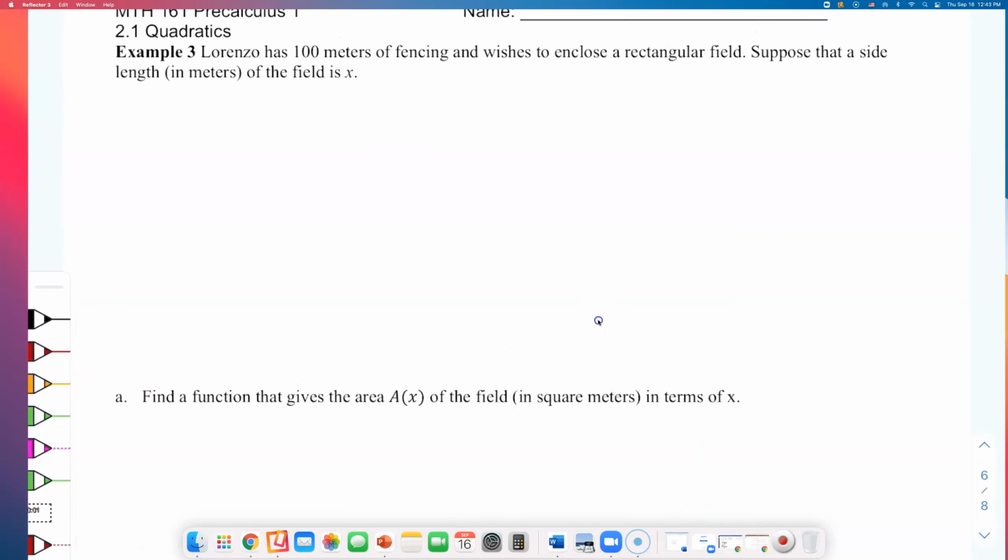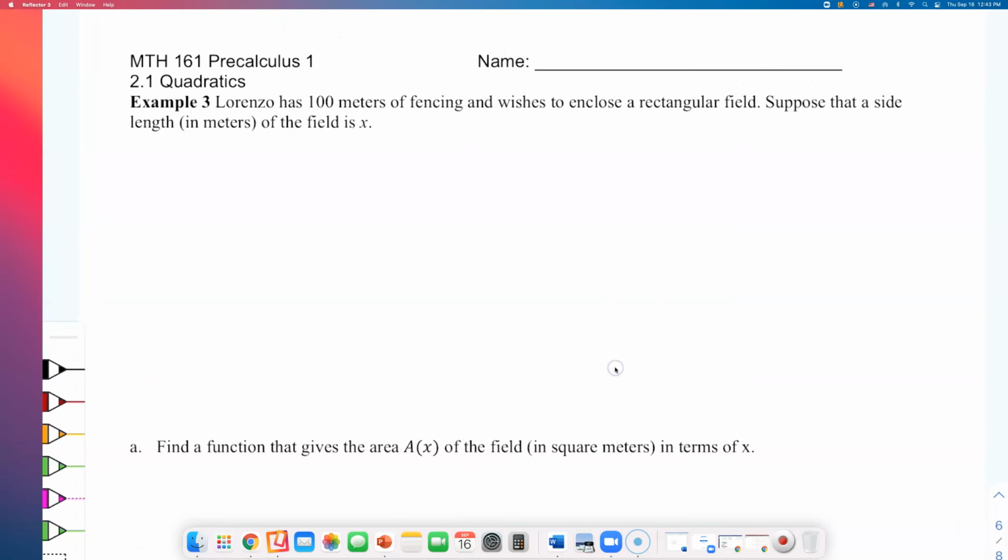I have three more quadratic word problems that I wanted to show you. They are a little more challenging. Oh, they're all similar, but what makes them challenging is that they don't give you one equation. So we have to write the function ourselves and work with it.